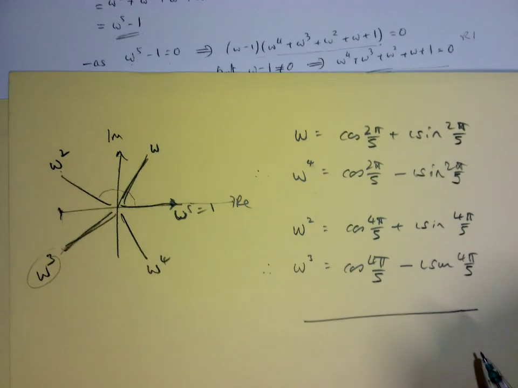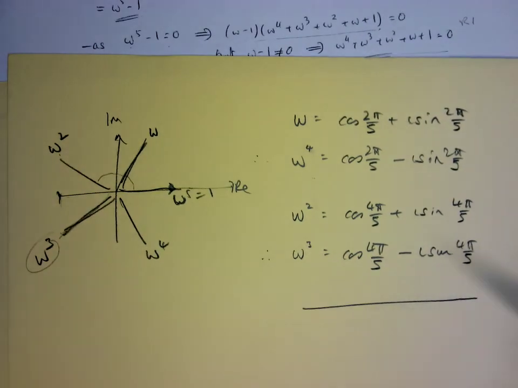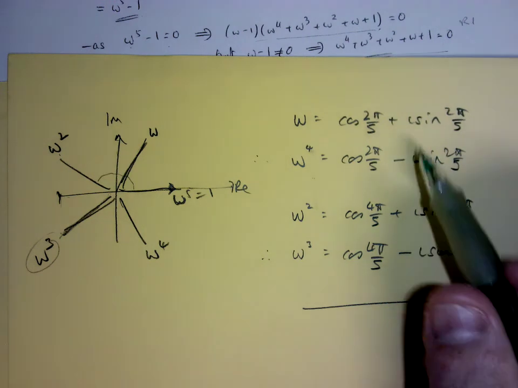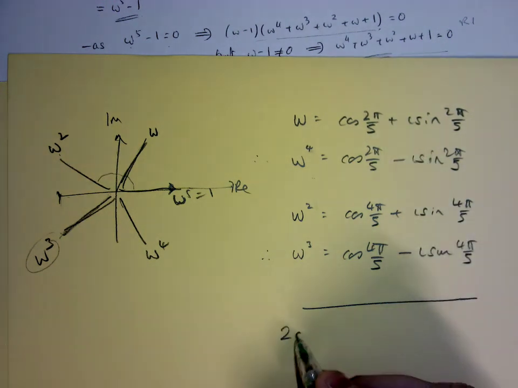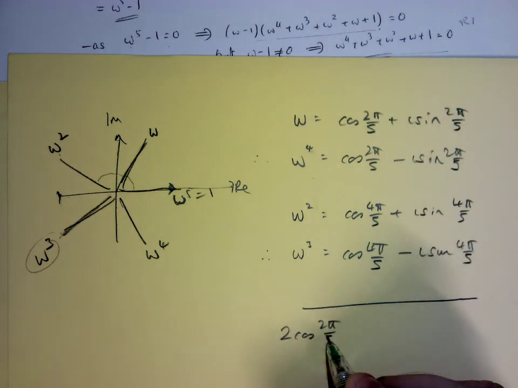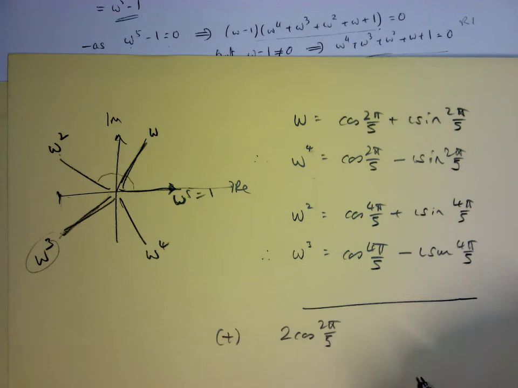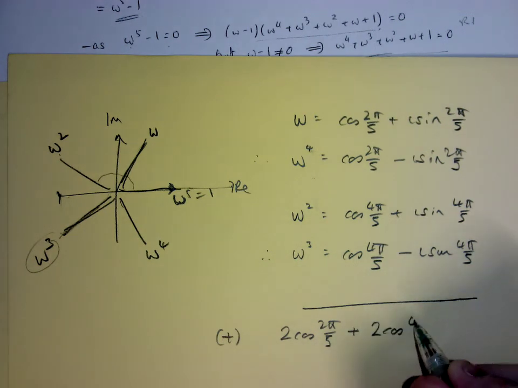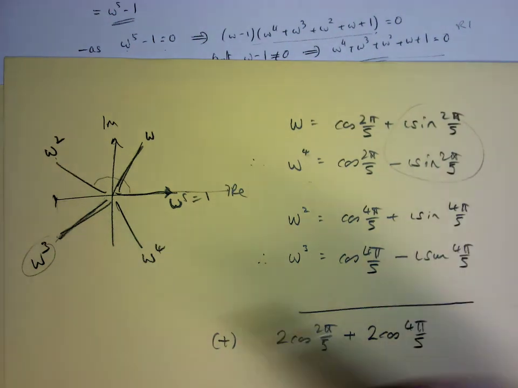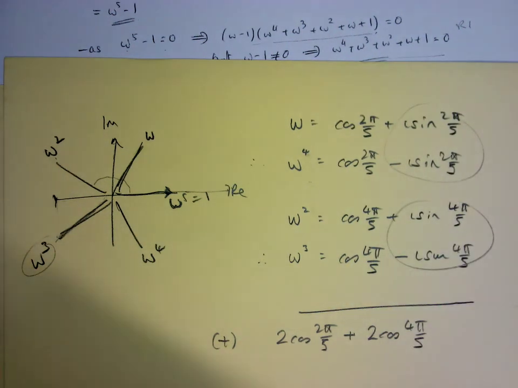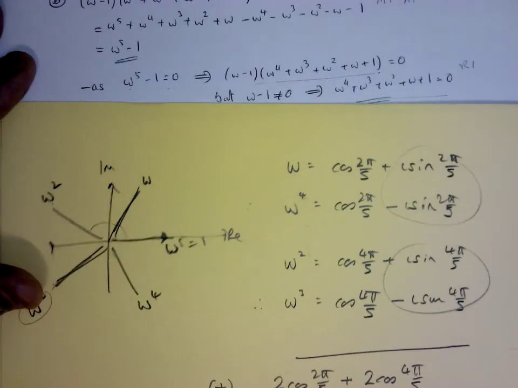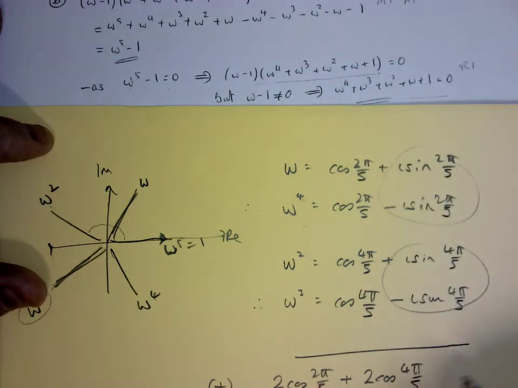What I can then do when I add these up, I can see that if I sum these, I've got 2 cos 2 pi on 5, so add all these up, plus 2 cos 4 pi on 5. I can see here that the imaginary parts cancel out nicely. So I've got that. We already know from before that the sum of that will equal to minus 1.